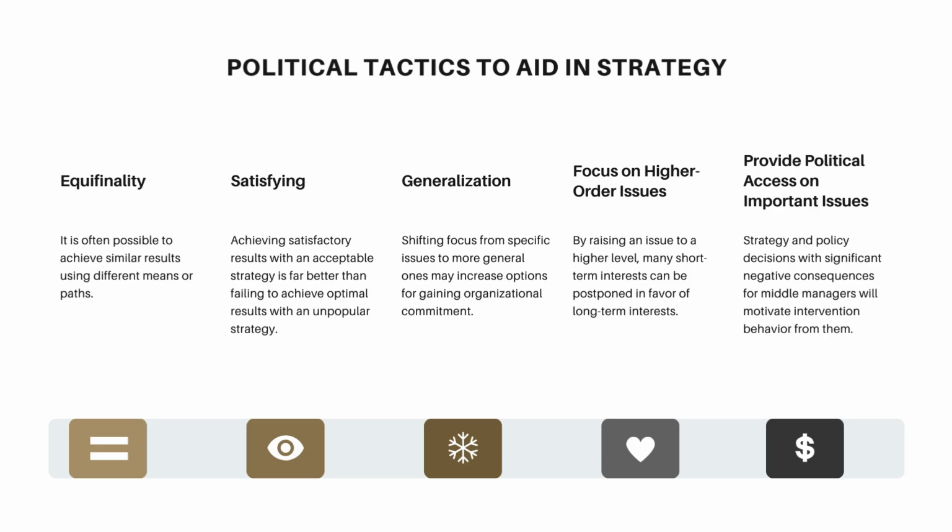Provide political access on important issues. Strategy and policy decisions with significant negative consequences for middle managers will motivate intervention behavior from them.